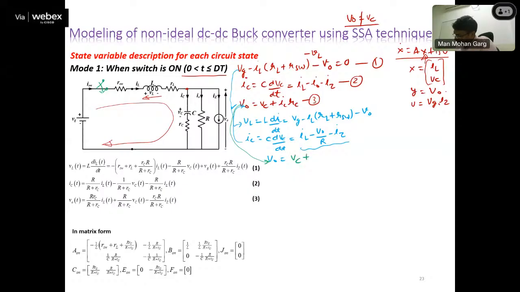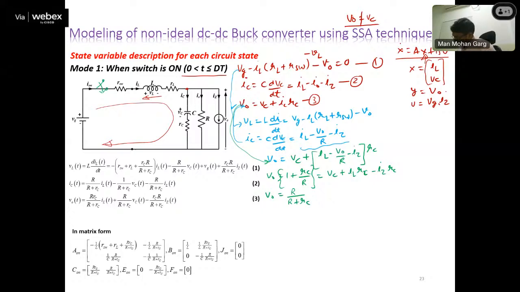V naught is equal to VC plus IC into RC. So that is IL minus V naught upon R minus IZ into RC. Also in this third equation, V naught equals VC plus IC RC. VC is okay, but IC is not a state variable, so we need to solve for this IC. If we take V naught to this side, then this is 1 plus RC upon R, equal to VC plus IL RC minus IZ RC. Now V naught comes out to be R upon R plus RC. This term will go on the right side and get multiplied to each of the terms.